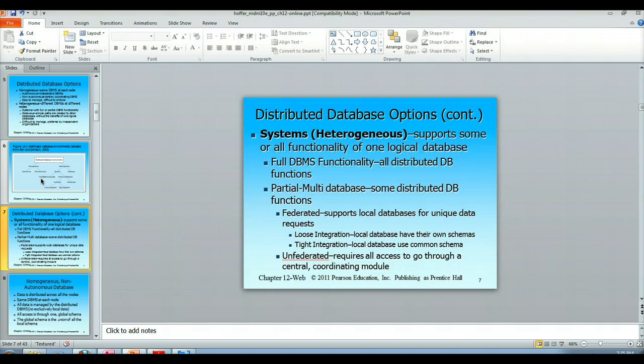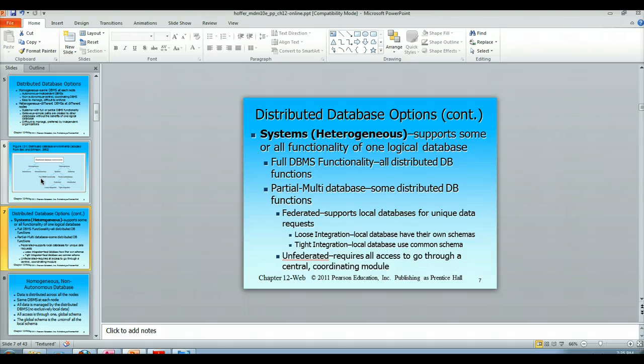So if we're talking about heterogeneous systems, they support some or all the functionality of the one logical database. So we can either have the full database functionality, so all the distributed database functions are distributed. Or you can have partial multi-database, where you distribute some of the database functions.